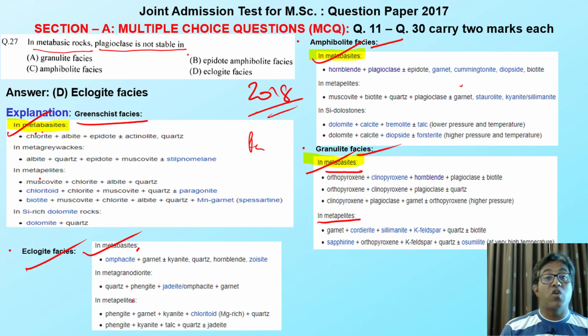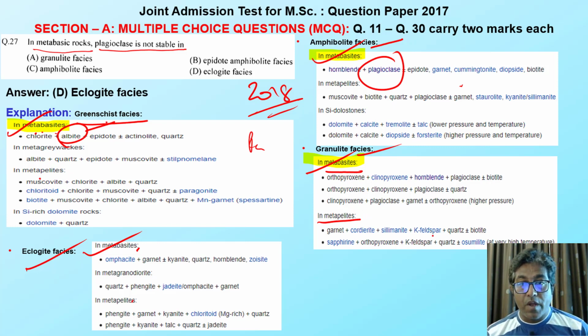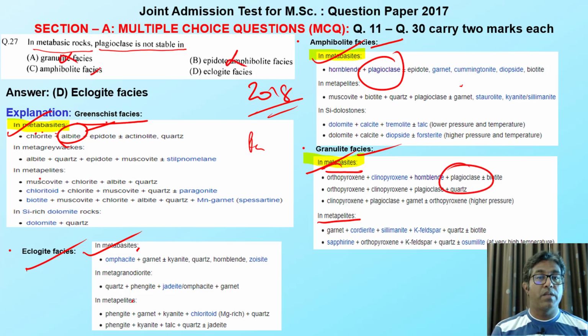Plagioclase is not stable in that particular facies, which means we shouldn't have the plagioclase mineral there. You can see here in the greenschist facies, I have albite as a plagioclase. Here I have plagioclase. In these three, this one, this one, and this one, I have plagioclase as an index mineral.